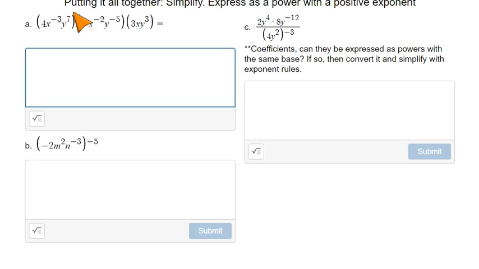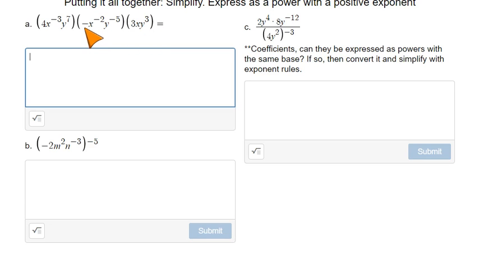Okay, our next slide, we're going to put all of the rules together and simplify these complex expressions. I want you to express it as a power with a positive exponent. Okay, let's look at this question. I have 4x to the negative 3, y to the 7, times negative x to the power of negative 2, y to the power of negative 5, all multiplied to 3xy to the power of 3.